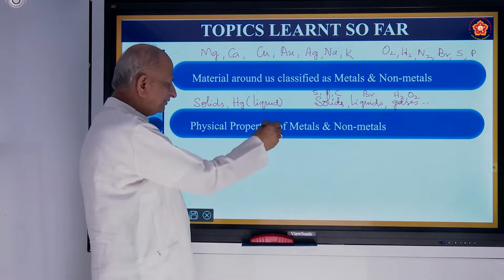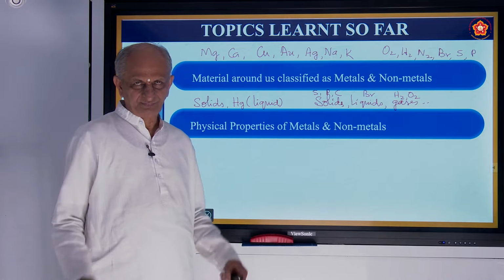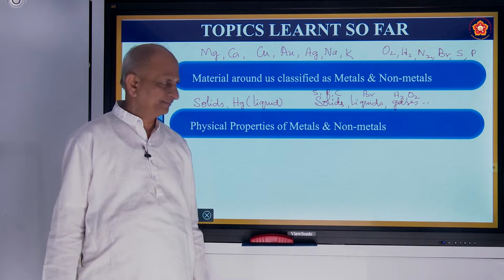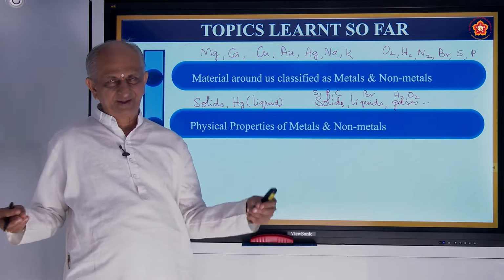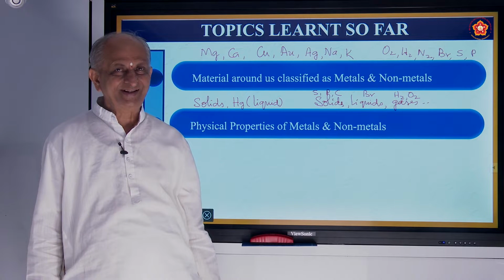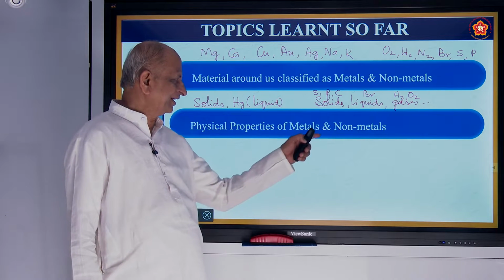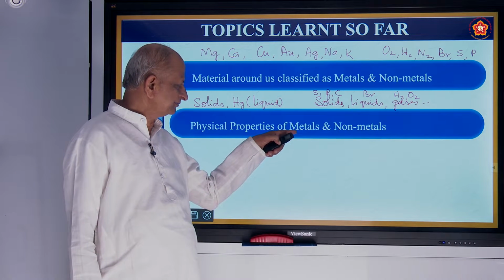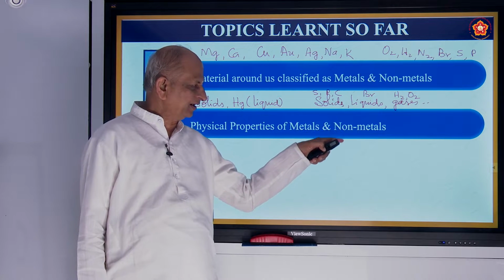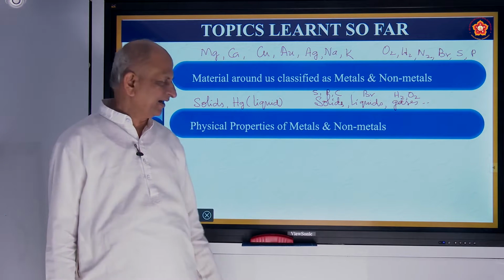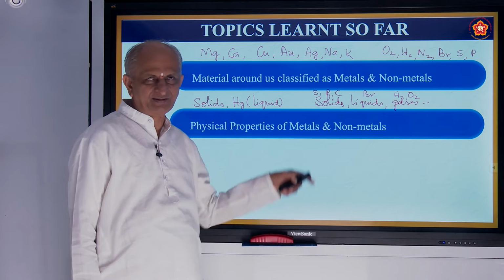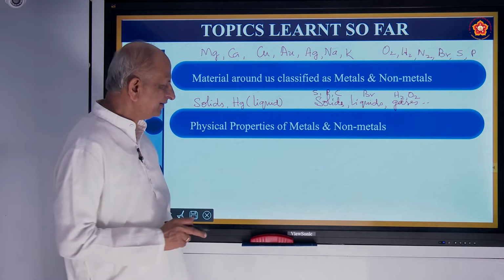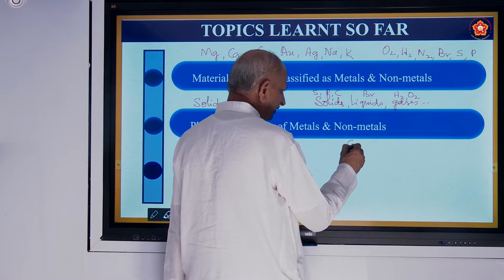And also metals are malleable and ductile. Means you can be beaten into sheets on heating, and you can be drawn into wires. What is the property called? Ductility. But non-metals are neither malleable nor ductile. And most of the metals are heavy. Non-metals are light in nature. And the metals have a shining luster. But non-metals don't have a shining luster except one, graphite.